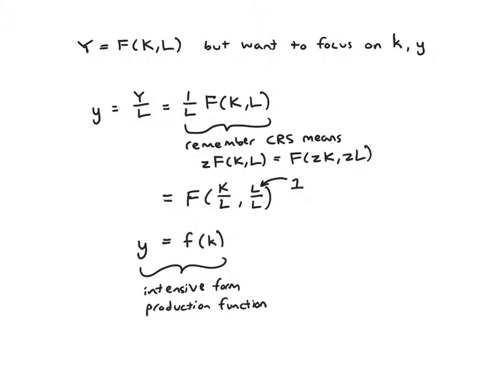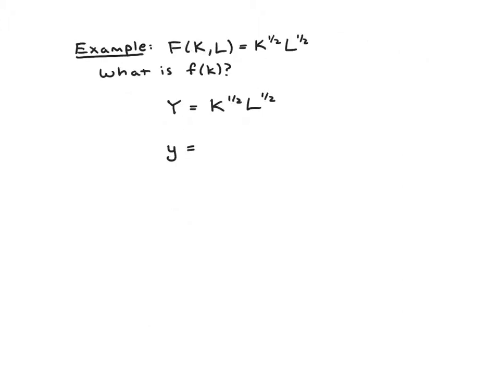All right, so let's try to make this concrete. Let's do an example. So we have the capital F of K and L, our non-intensive form production function, is this Cobb-Douglas, where it's K to the 1/2 times L to the 1/2. And we'd like to transform this into the intensive form production function. So the starting point is that if capital Y is K to the 1/2 times L to the 1/2, then we can get little y by dividing that by L. So it'll be K to the 1/2, L to the 1/2 over L. And now we have L to the 1/2 divided by L, so you can subtract the exponents.